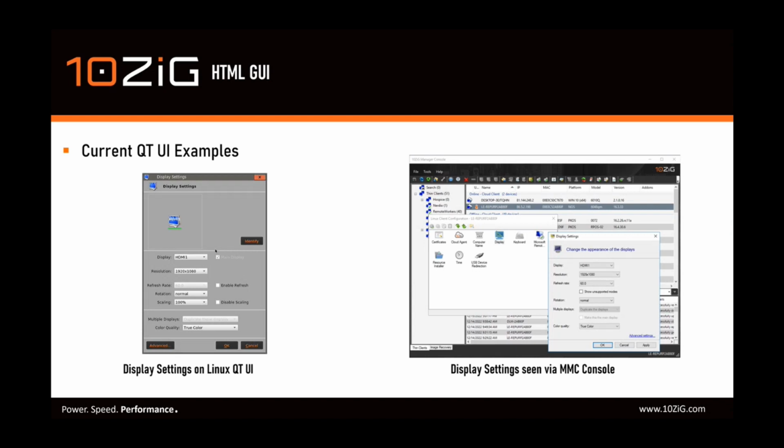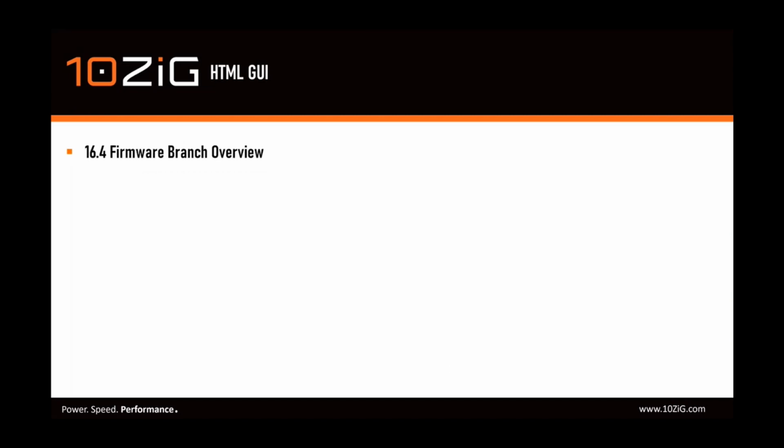So just kind of some examples here. Continuing with the current situation, you can see here on the left what it would look like locally on the unit in the GUI if you were to configure those display settings. On the right, we're in the MMC console and we're editing those same display settings. You'll notice there's a different look and feel to both of those. All the information is there, right? But it has a different look and feel.